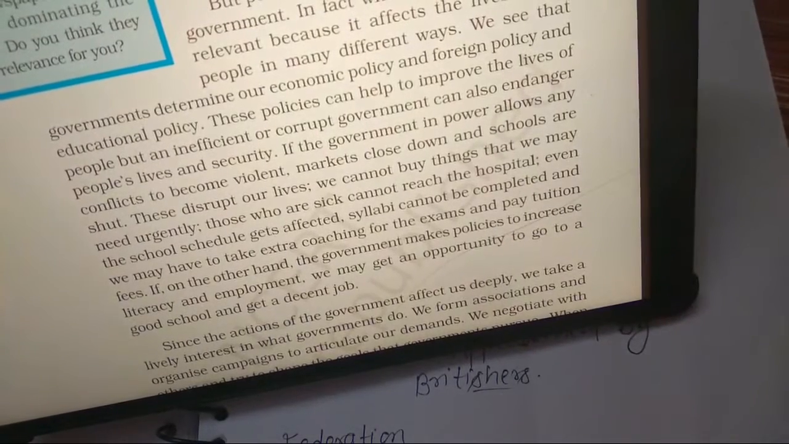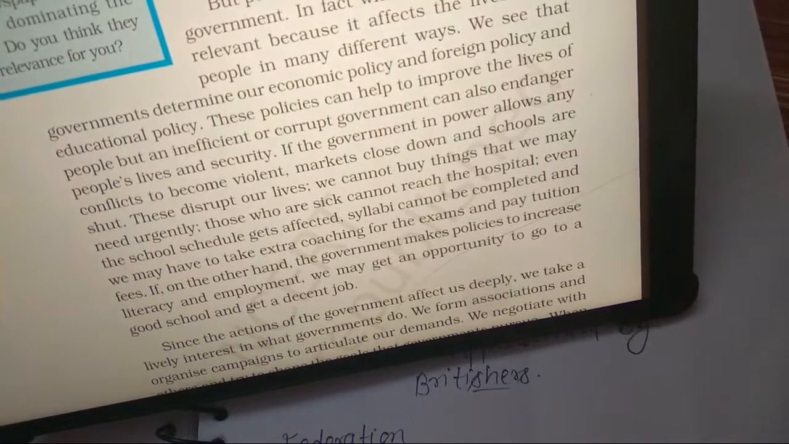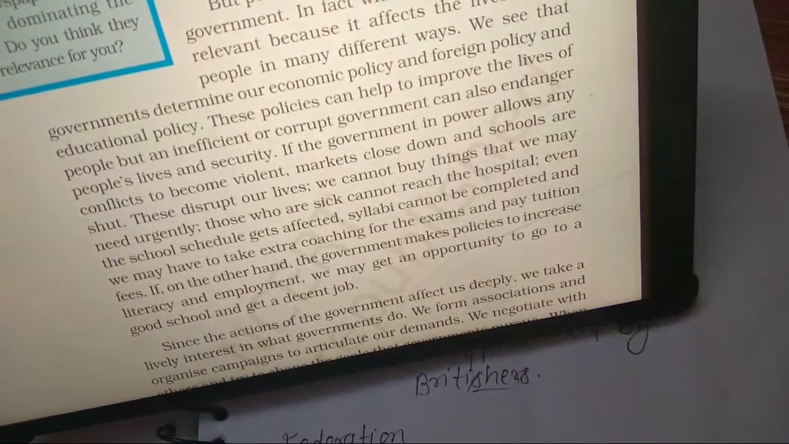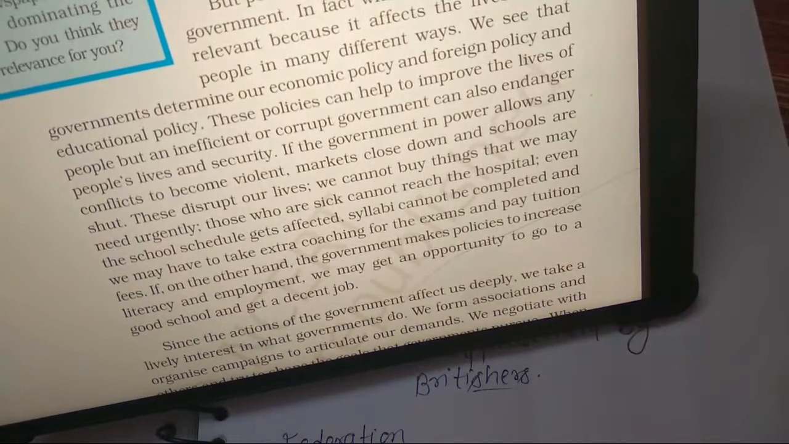If the government in power allows conflicts to become violent, markets close down, and schools are shut. These disrupt our lives. We cannot buy things that we may need urgently. Those who are sick cannot reach the hospital. Even the school schedule gets affected. Syllabi cannot be completed, and we may have to take extra coaching for the exams and pay tuition fees.